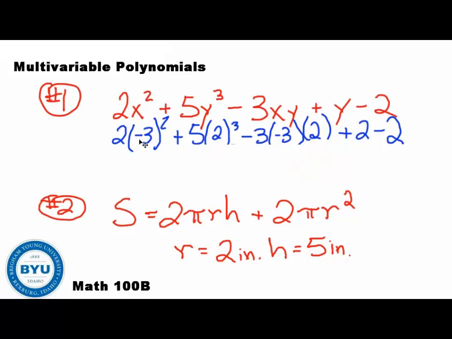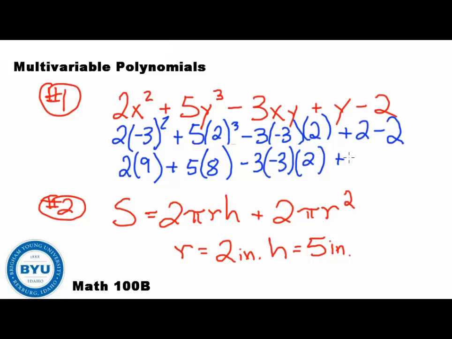Okay, now we use order of operations to finish this problem up. -3 squared, that's -3 times -3. That comes out to be a positive 9. So 2 times 9 plus, 2 cubed. 2 times 2 times 2 is 8. So 5 times 8 minus 3 times -3 times 2 plus 2 minus 2.